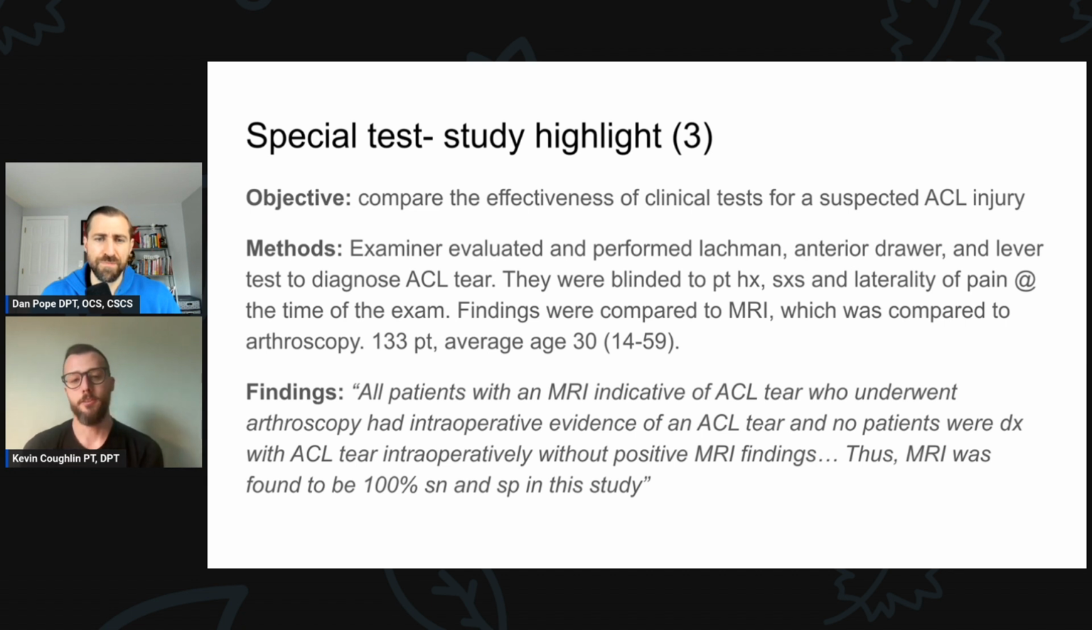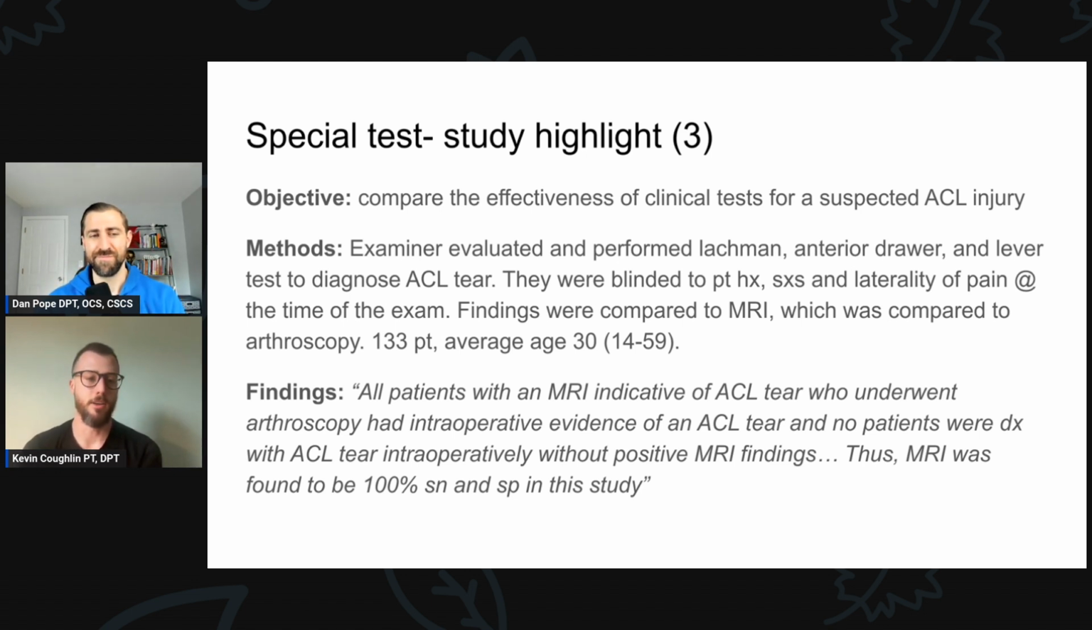So in this specific study, the MRI had 100% sensitivity and specificity. Every person who had one on imaging ended up having one intraoperatively. And once they were in surgery, they didn't miss any. So MRI was very, very good here at diagnosing ACL tears.